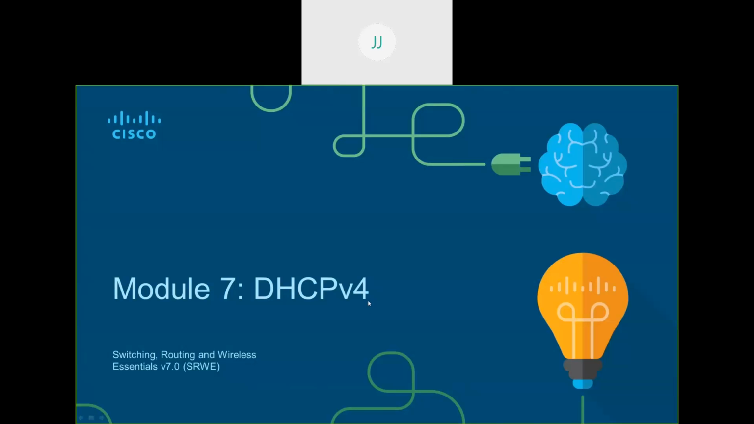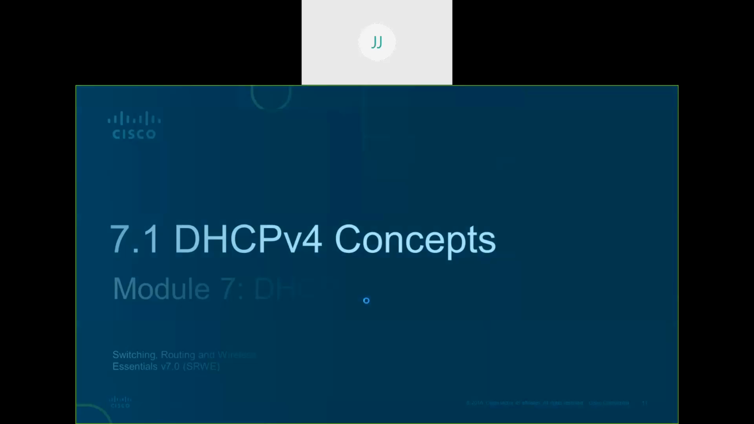Welcome to this presentation of Book 2, Module 7, covering the implementation of DHCP version 4. We will configure DHCPv4 on a small network using Packet Tracer, and we will examine how DHCP operates in a small to medium-sized network.